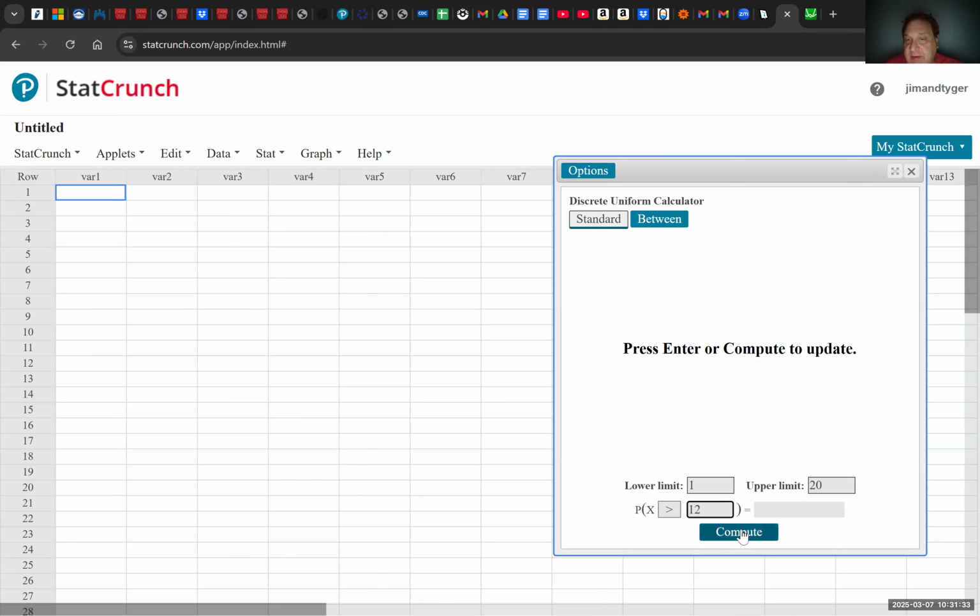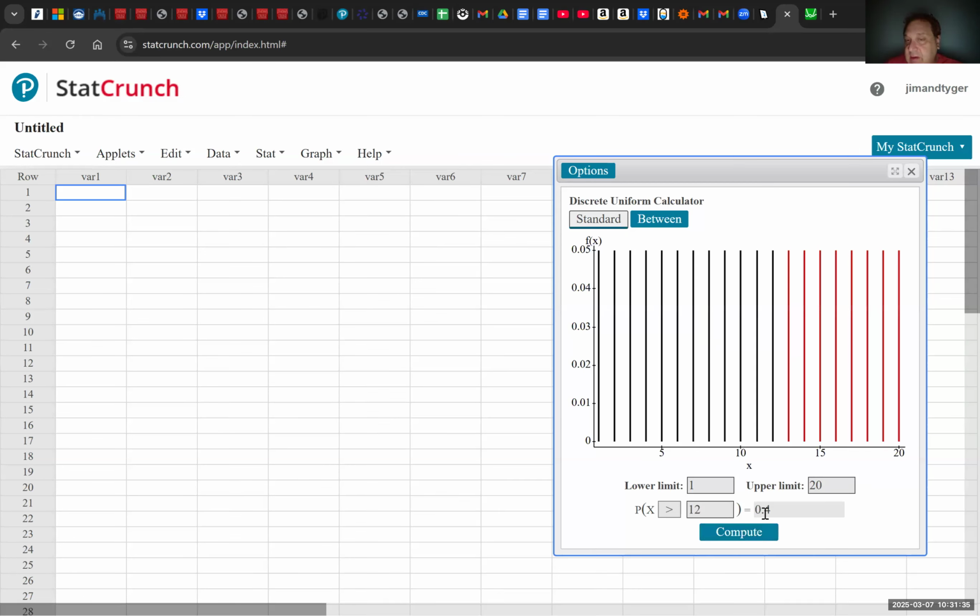So I'll put greater than 12, hit compute, and you can see the worksheet tells you that the percentage is 0.4, which is 40%. So right here on StatCrunch, if you don't want to do all the counting and multiplying yourself, it literally just does the math for you with this calculation. So we know there's a 40% chance of choosing a number greater than 12, which is between 13 and 20.